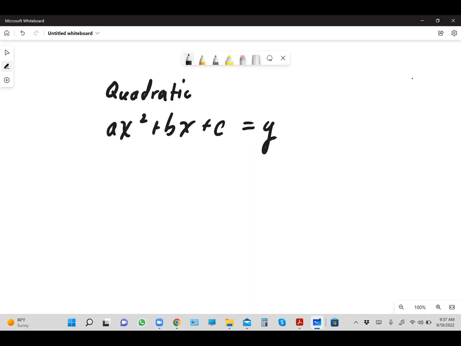You could write 0 into it. That's when you're trying to solve for it. Specifically, you're trying to get the x-intercepts. So the a, b, and c are constants. All right. So that's a quadratic.